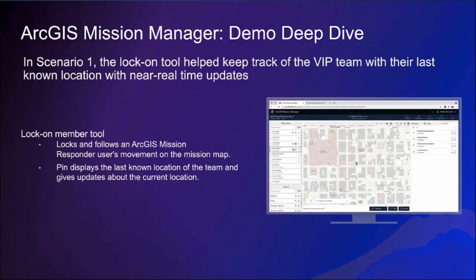In the first scenario of the mission, we leveraged the Lock-On Member tool to track the responder team with the VIP. This tool allowed me to automatically keep track of the VIP team's movements while looking at the rest of the mission analyst view. The pin displayed the last known location of the team and gave me near real-time updates about their current location. The responder tracks are stored in the system of record, and this allows me to gain an understanding of not only where they last were, but also where they've been for historical reference.